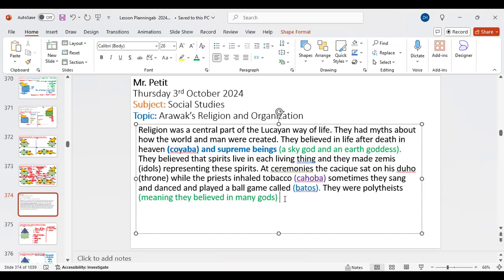Now, the religious leader. So the cacique was not only the military leader or whatever, but he was also the religious leader. So the religious leader was the cacique. And he was also their chief priest.